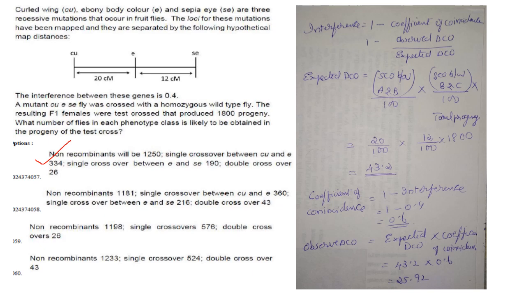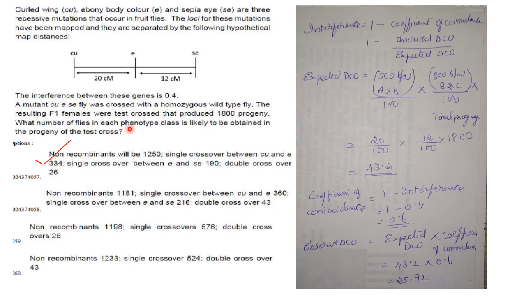Then next one. Curled wing, ebony color and sepia eyes are three recessive mutations that occur in fruit flies. The loci for these mutations have been mapped and they are separated by the following hypothetical map distance. The interference between these genes is 0.4. The mutant CU ES SC fly was crossed with a homozygous wild type fly. The resulting F1 females were test crossed and produced 1800 progeny. What number of flies in each phenotype class is likely to be obtained in the progeny of the test cross?